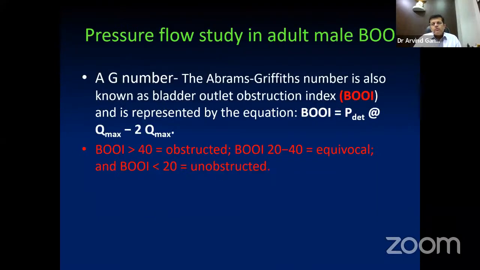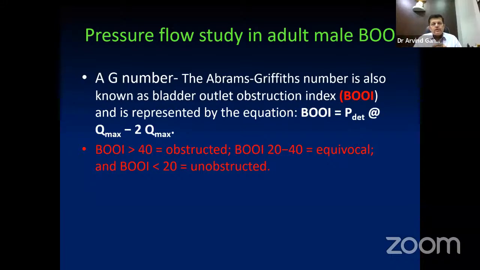What is important that you have to interpret in the voiding graph is that there are 2 numbers that you have to remember. One is the AG number, the Abraham-Griffith number, also known as the bladder outlet obstruction index or the BOOI, and the calculation is P-det Qmax minus 2 Qmax. So whenever you interpret a graph, you have to see what the P-det Qmax is and subtract from it the uroflowmetry Qmax times 2.